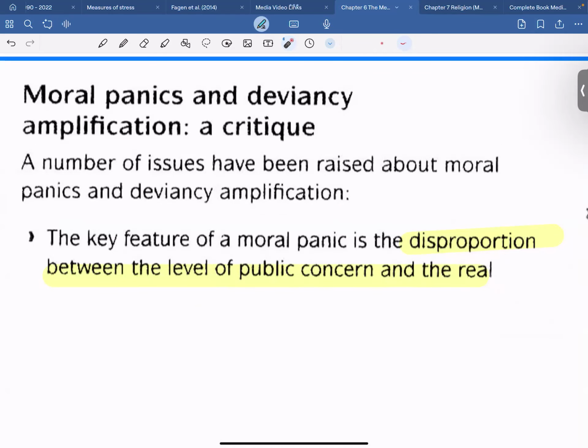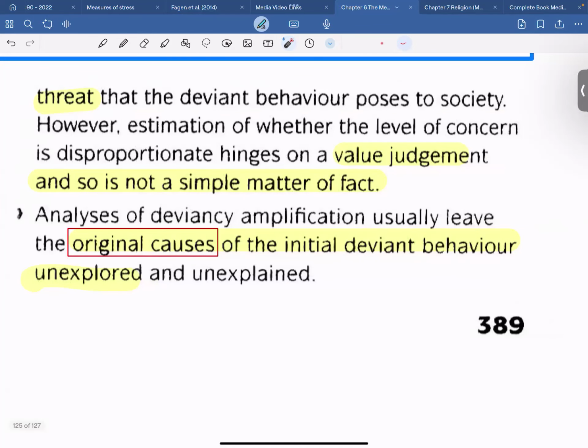So next, let's speak about moral panics and deviancy amplification, a critique. A number of issues have been raised about moral panics and deviancy amplification. Number one, the key feature of a moral panic is the disproportion between the level of public concern and the real threat that the deviant behavior poses to society. However, don't you think the word disproportion in itself is very subjective? I might think, oh, it's not disproportionate. You might think, oh, sir, it is disproportionate. So the word in itself can cause problems. However, estimation of whether the level of concern is disproportionate hinges on a value judgment, and so is not a simple matter of fact.